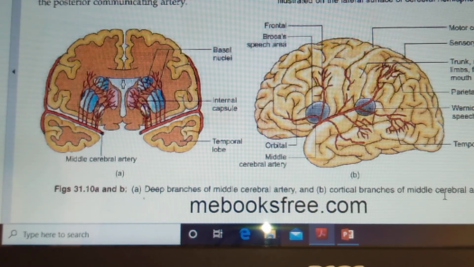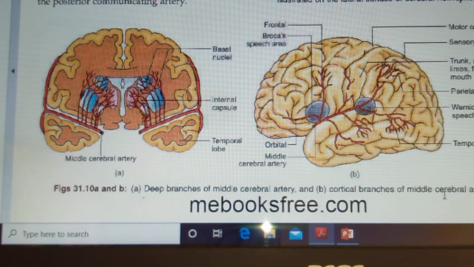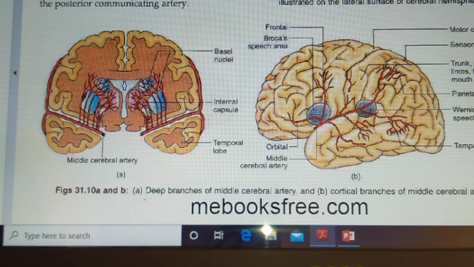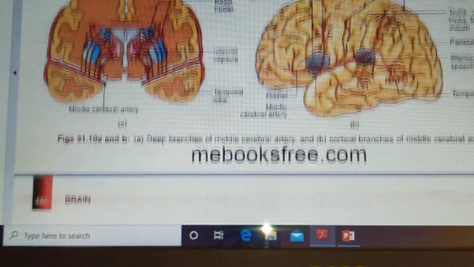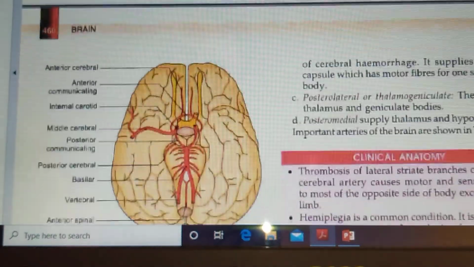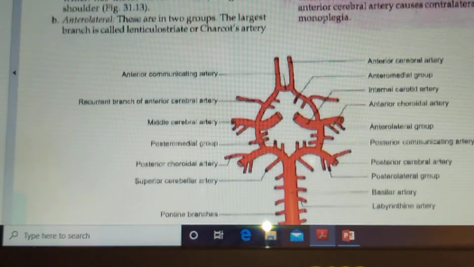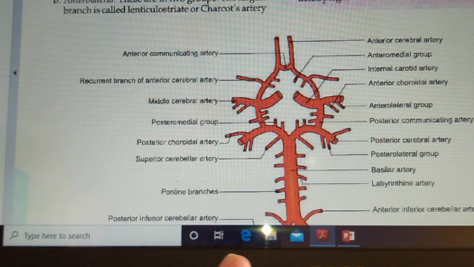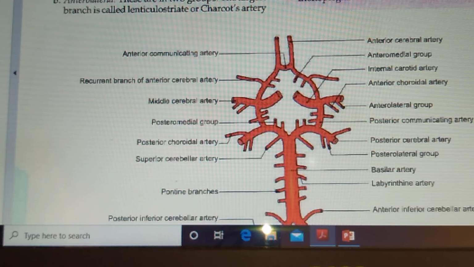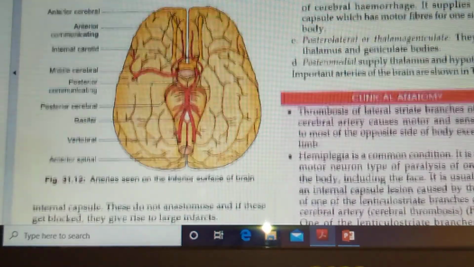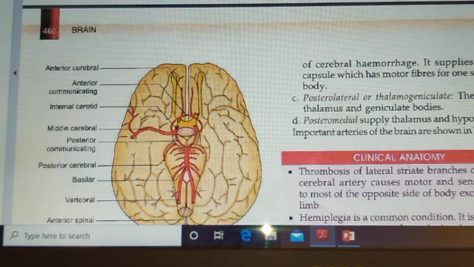Next we will see the circulus arteriosus or the circle of Willis. It's a very important topic. Let us see the diagram. See, it is all arterial supply only, but it is forming a circle, and so it is called the circle of Willis. Now you can observe the same thing here also. Let us see first this diagram.